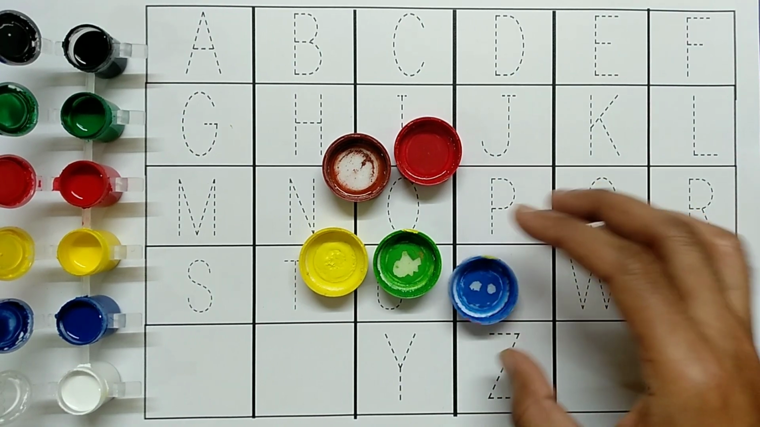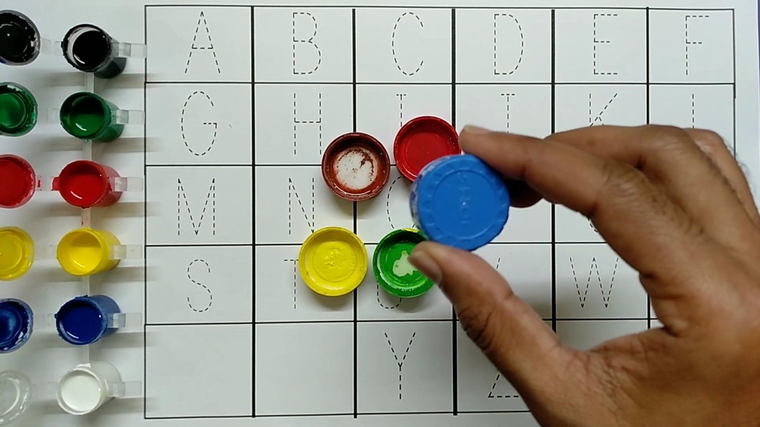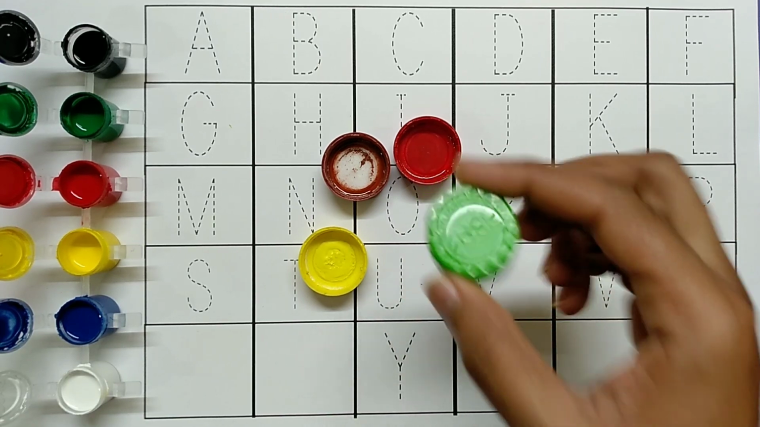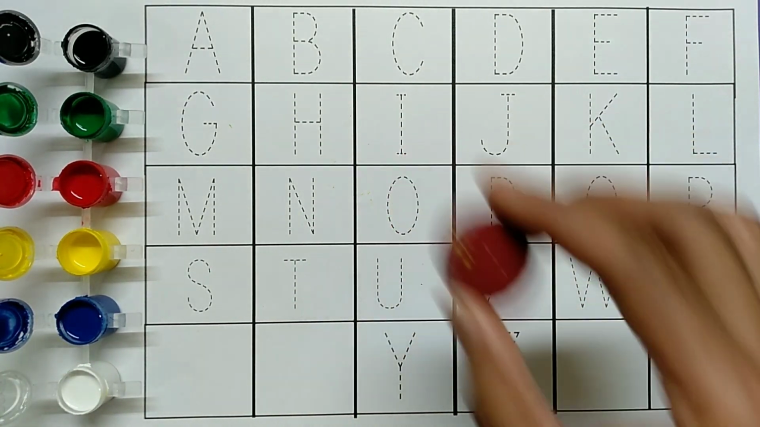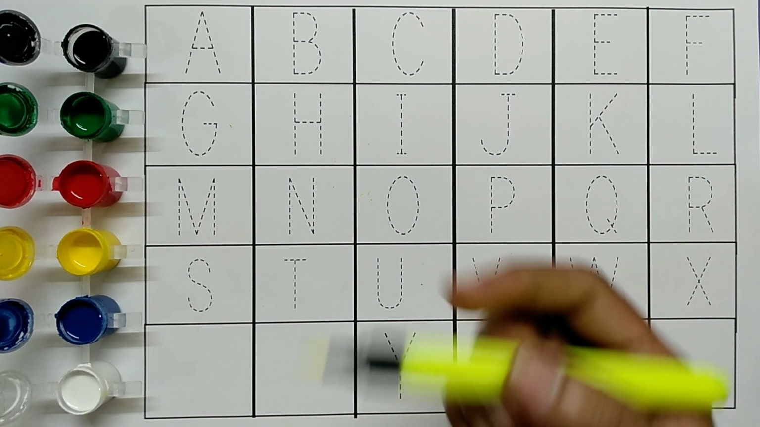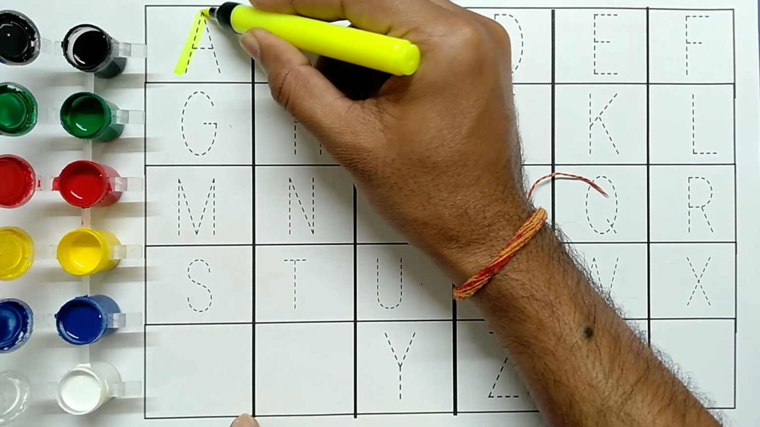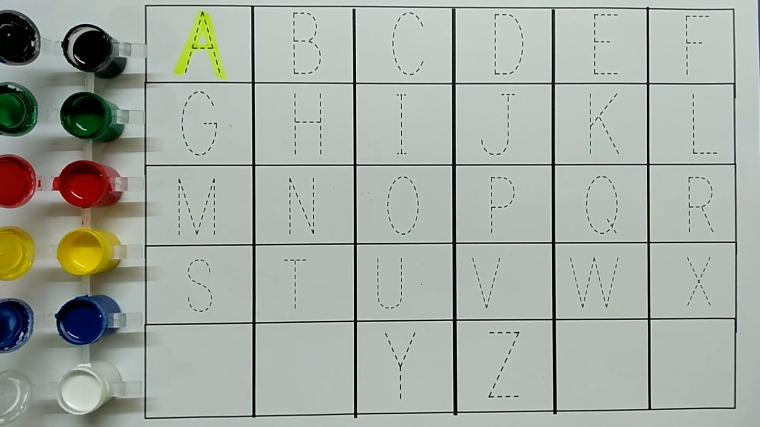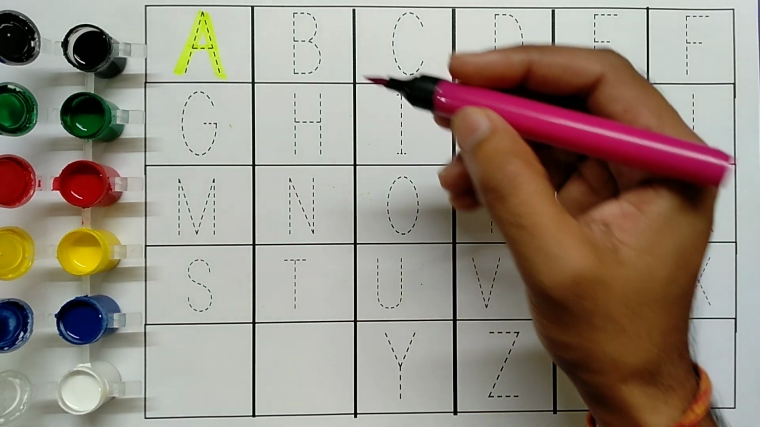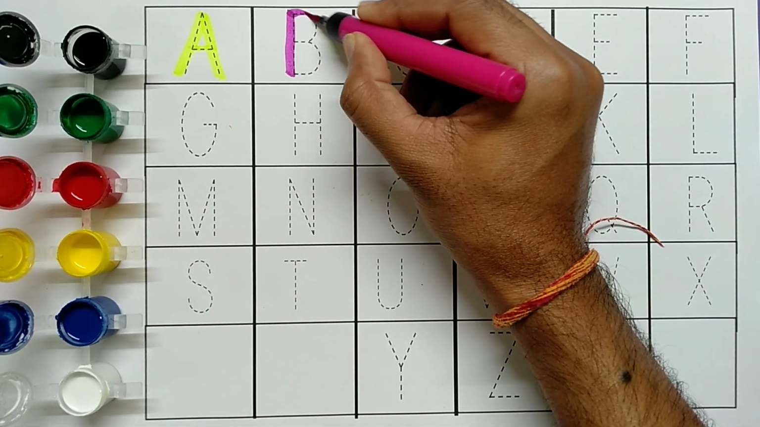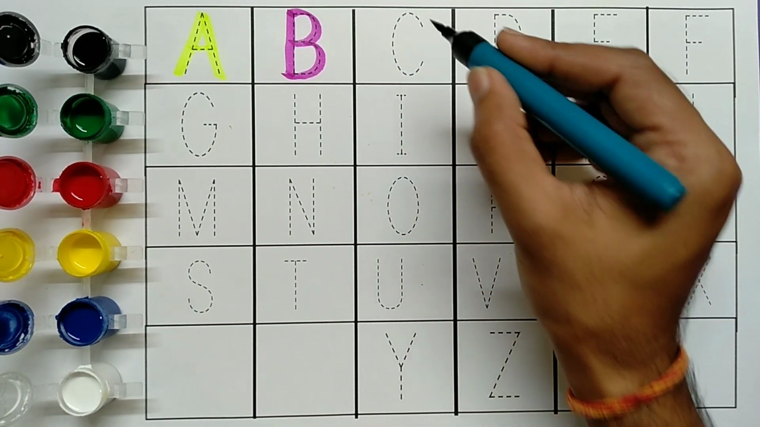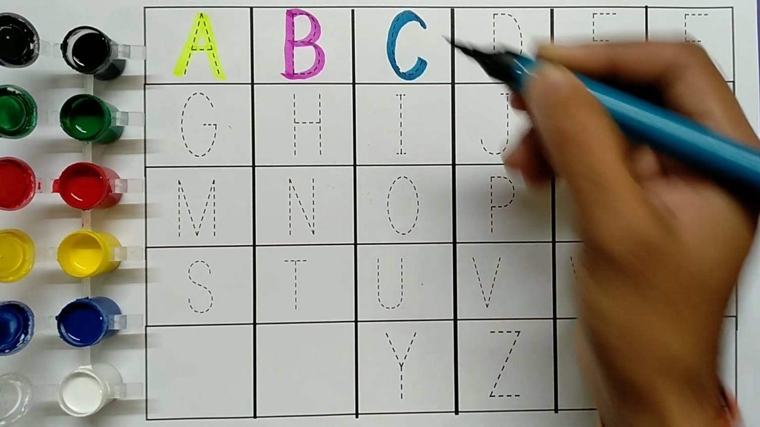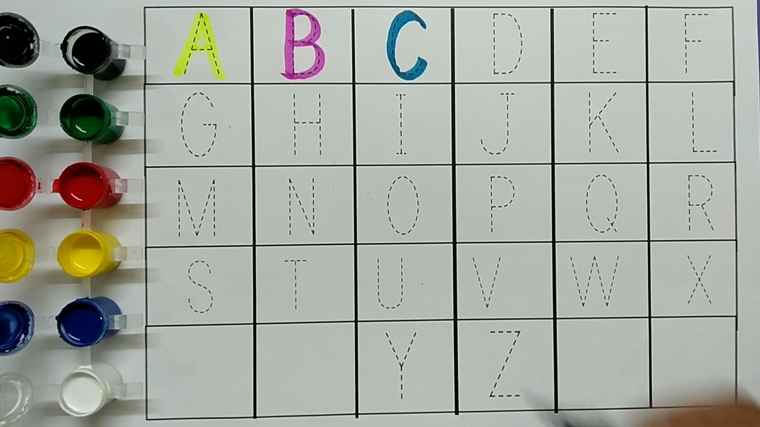Hello bachcho, colors name. Blue color, green color, red color, yellow color, brown color. Yellow color. A, A for apple. Pink color. B, B for ball. Blue color. C, C for cat.